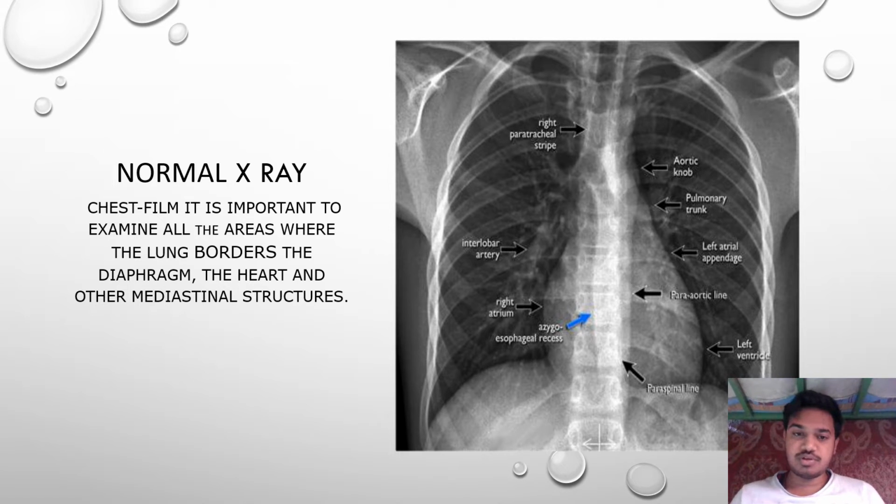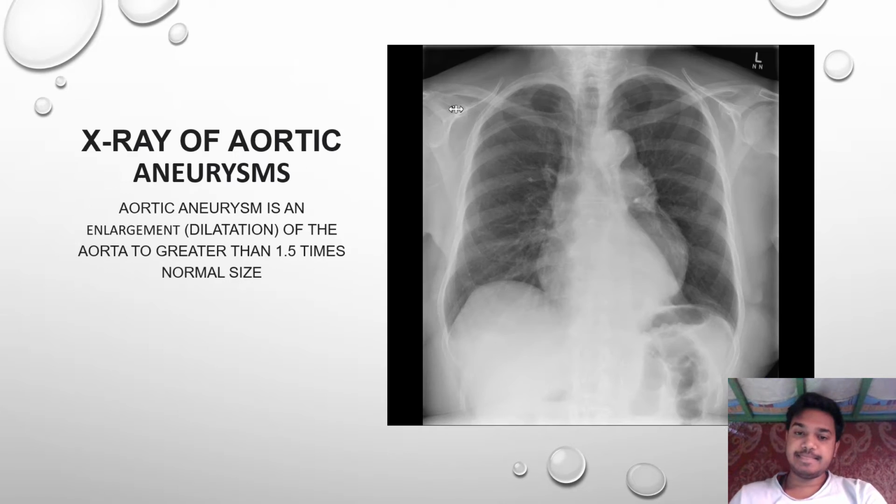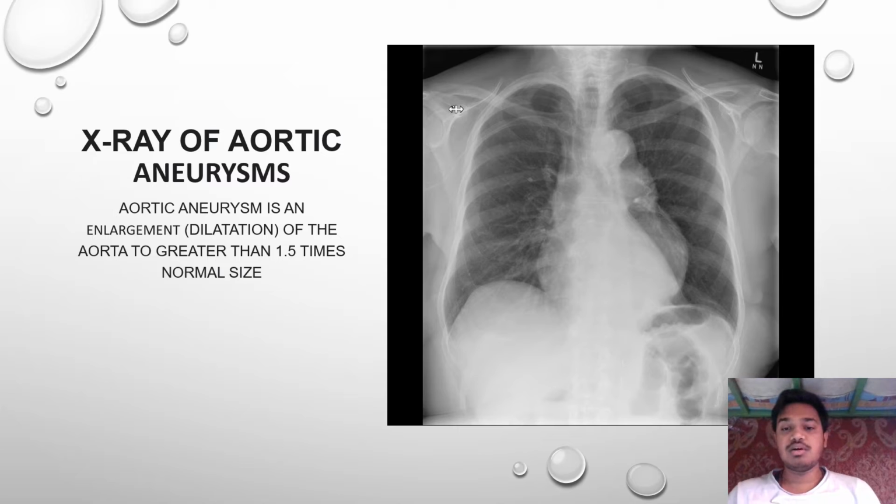Moving on, ma'am. We can also use this for checking the lungs and the other borders such as diaphragms and the heart, ma'am. This is the normal. This is a problematic X-ray. This is an X-ray of aortic aneurysm. Here the bulging in the aorta happens, ma'am, which is also known as enlargement.